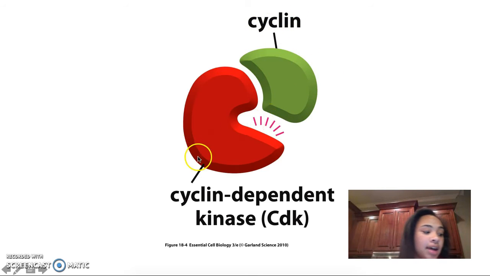And then we have a kinase, and a kinase is a class of proteins that activates other proteins through phosphorylation. These kinases are critical to the cell cycle, but they're only activated when they bind to a cyclin. So that's what we have here, and that's what's called a cyclin-dependent kinase. So it's dependent on this cyclin for it to work. And once they bond together, they form a cyclin-CDK complex.